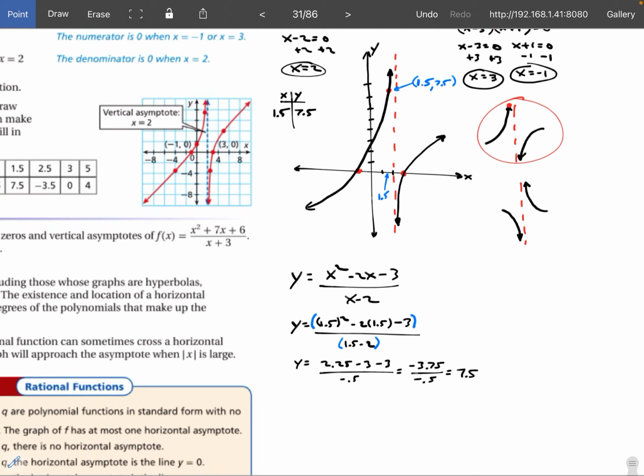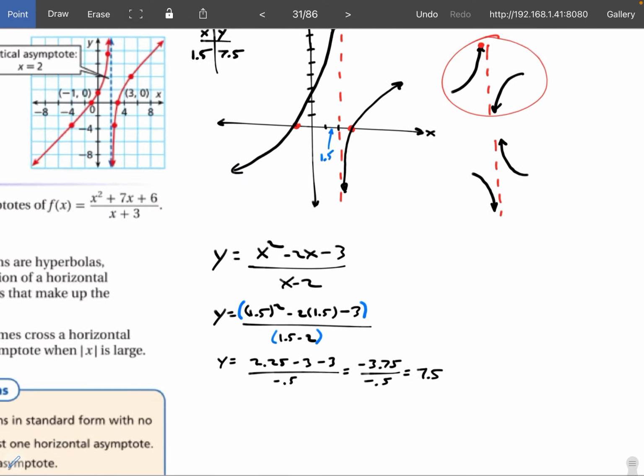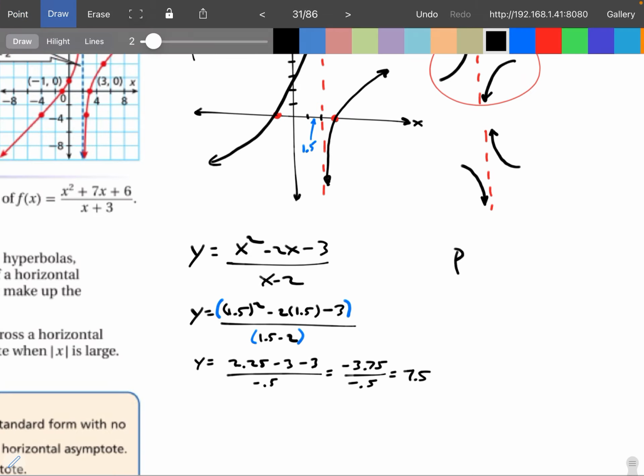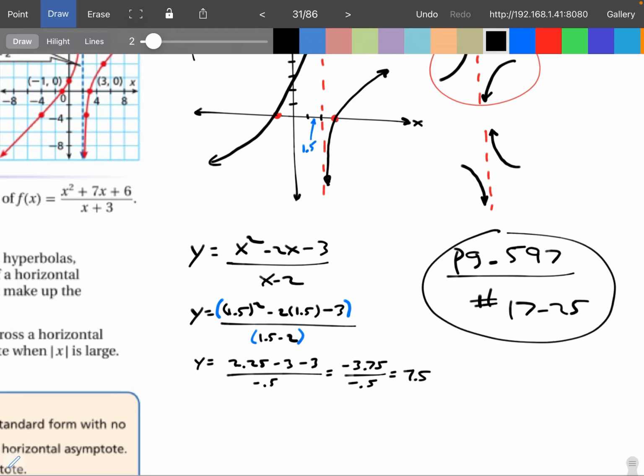All right? The last thing I'll tell you guys for today is, well, first of all, I got to tell you what your assignment is. That's already on the board there, but I'll write it down for the people that I'm going to post it on Schoology for. So the assignment for this one is page 597. You guys got 17 through 25. But that's on the board over here to my left.